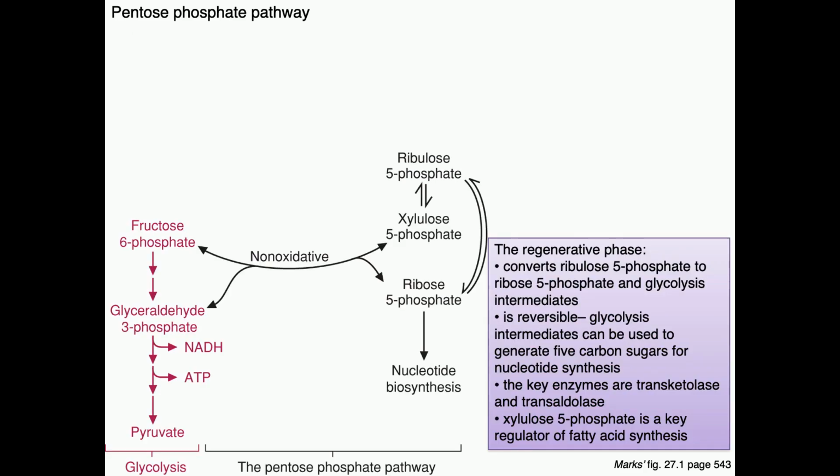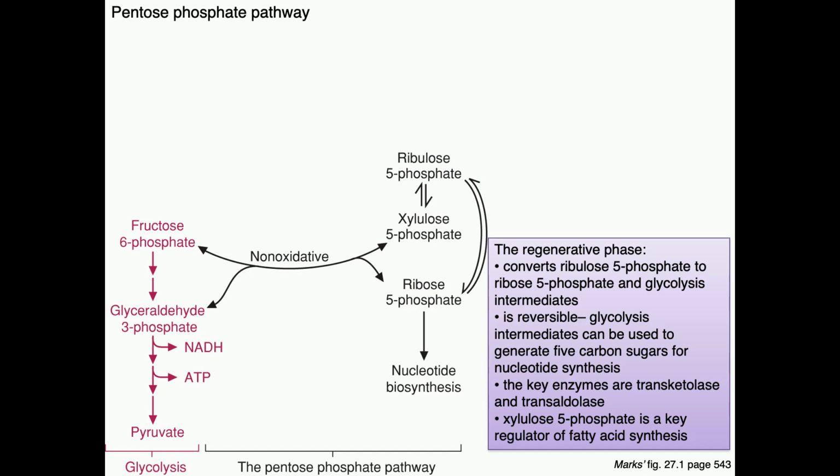The regenerative phase takes the ribulose 5-phosphate and converts it into things that the body can use. One is ribose 5-phosphate, which can be converted into phosphoribosyl pyrophosphate and used as a substrate for nucleotide biosynthesis. So in a cell that is rapidly dividing, say replicating its DNA, it's going to be making ribose 5-phosphate and phosphoribosyl pyrophosphate for nucleotide biosynthesis. In a cell that doesn't have a need for nucleotides, the ribulose 5-phosphate is converted into intermediates of the glycolytic pathway.